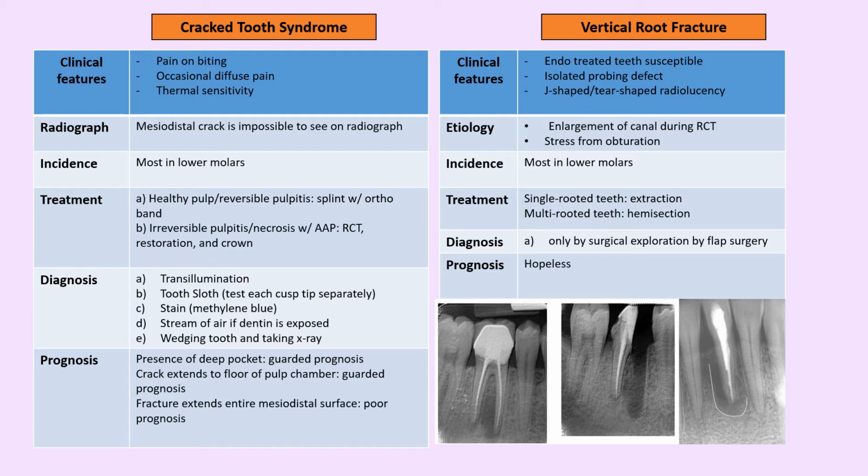And this tooth has a hopeless prognosis. So there is nothing you can do with that root. You just have to remove that tooth. If it's single-rooted or multi-rooted, you can remove the tooth with the root fracture.